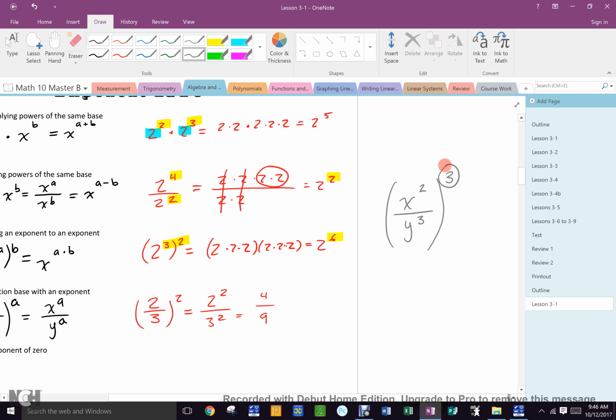Where does that 3 go? According to law number 4, it goes to everything, right? But there's already an exponent there, so that power is being raised to a power. So what do we do? Multiply. So that is x to the 6th over y to the 9th.